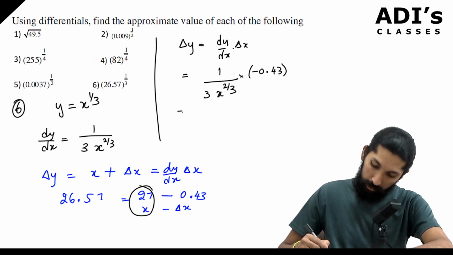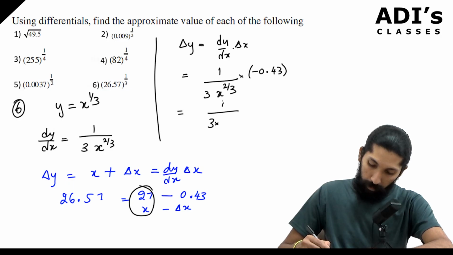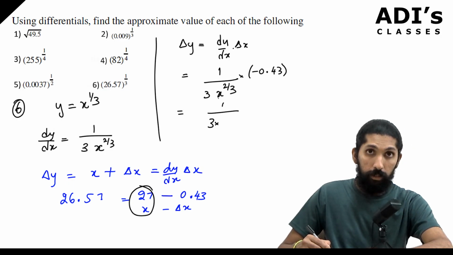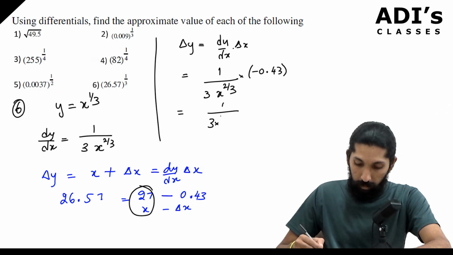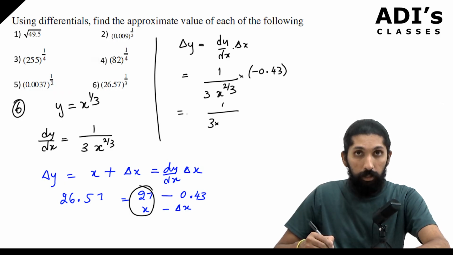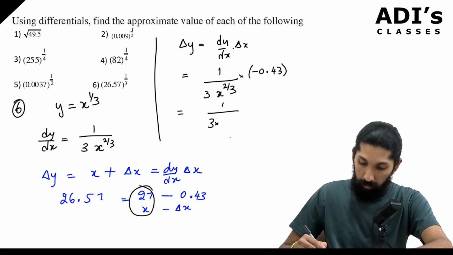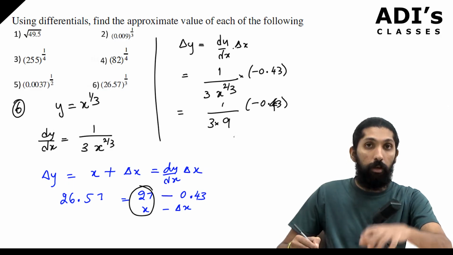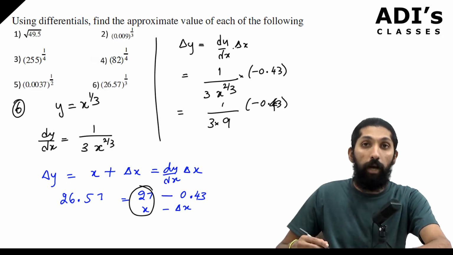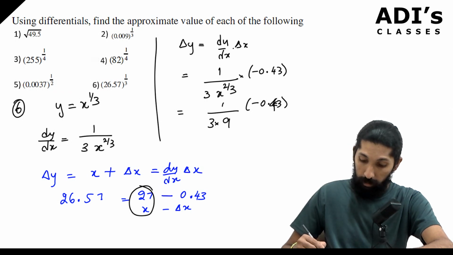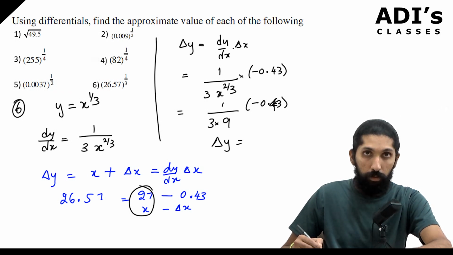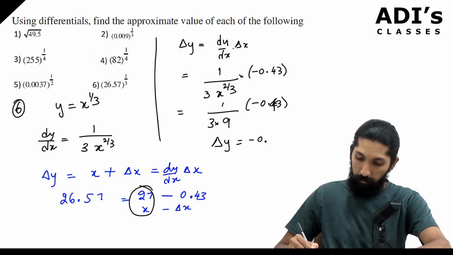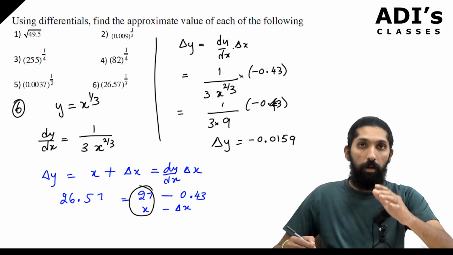You'll get 1 by 3 into 27. Cube root of 27 is, you have to calculate. Alright. Anyway, that's gonna be 3 anyway. So cube root of 27 is 3. 3 square is 9. So 9. Alright. Times minus 0.43. So if you calculate this one, the value of delta y will be equal to minus 0.0159. Alright.